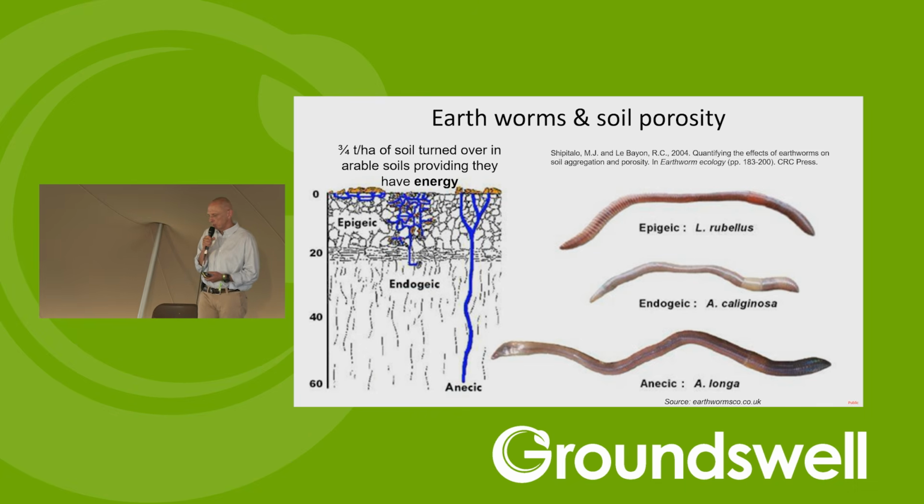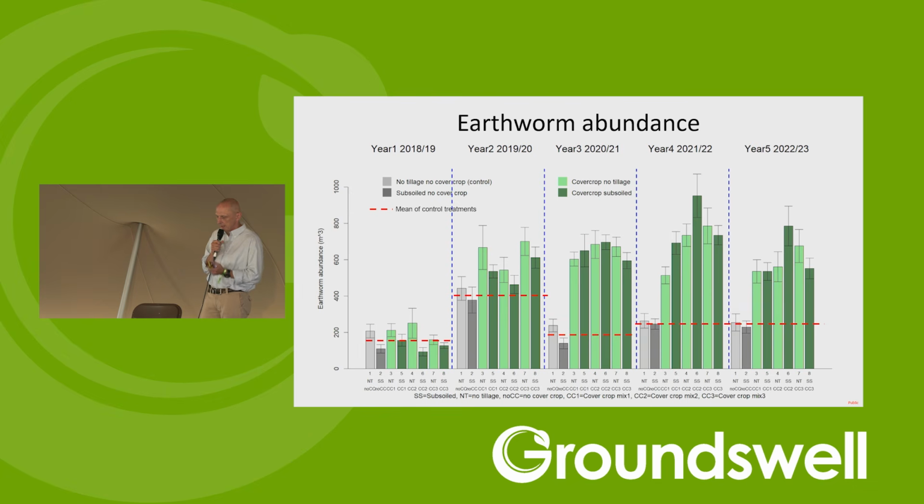The other way we get air into our soil is earthworms. So we want to encourage earthworms. They're great ecosystem engineers. They improve soil porosity. You'll appreciate that, I don't need to dwell on that too much. And we've seen a big change in our earthworm numbers. When we started, we were lucky to get 4 worms per spadeful.